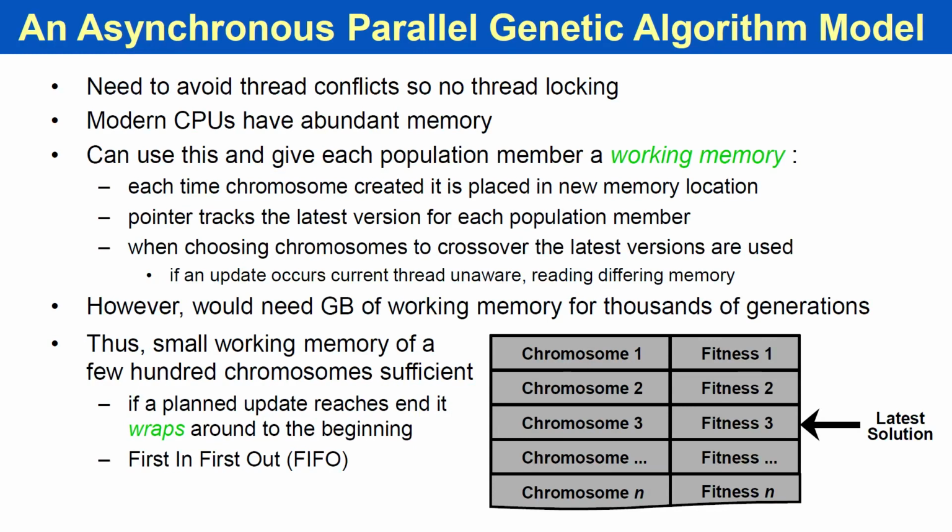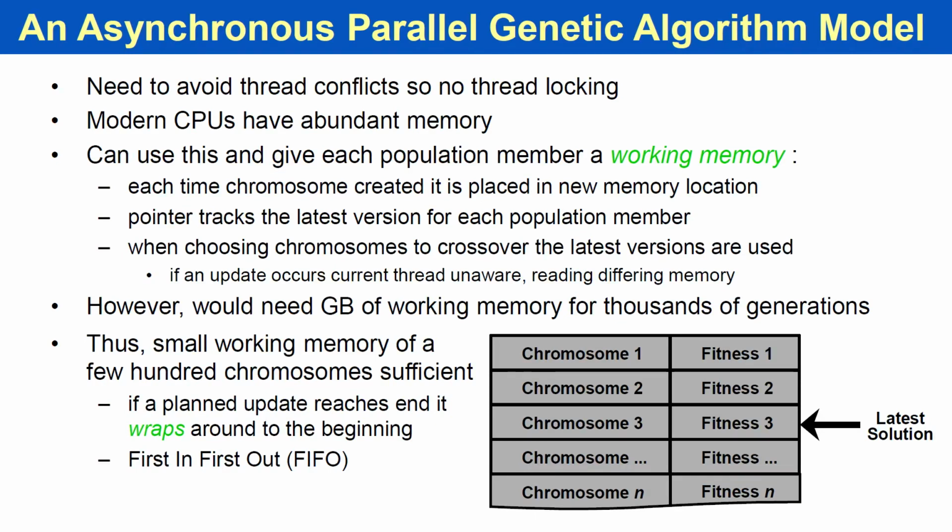Each time a chromosome is created, essentially a new update to the population member is placed in a new memory location rather than the old one, and the pointer tracks where the latest version is, which would then be used in tournament selection by any other thread. It would then pick up the latest solution available for that one, and we know that one then won't be updated because it's essentially an old one, because when the next update occurs it will occur in the next memory location.